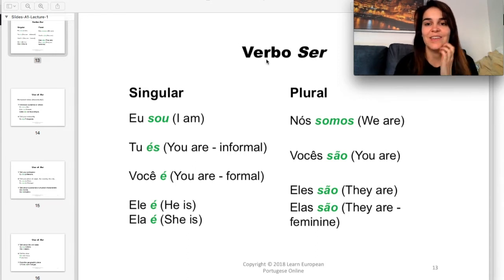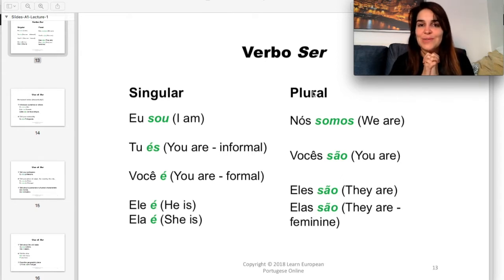You can see it here on my screen, I hope. Verbo ser, and also about verbo estar. So as you may know, this is the verb to be. And I speak about it on my first lecture, from my A1 course, and I use the same slides you're seeing here now. And so I thought I could take advantage of them to let you know everything about these two verbs.